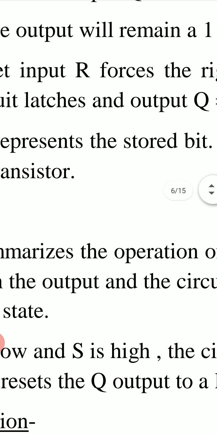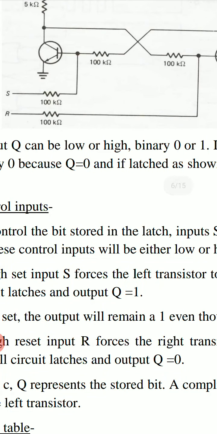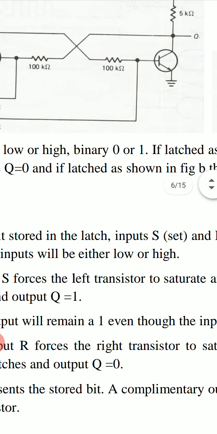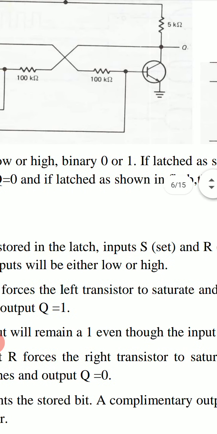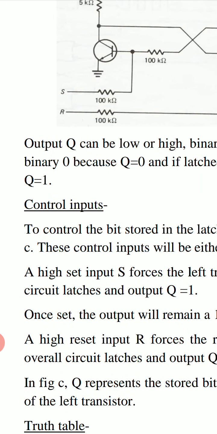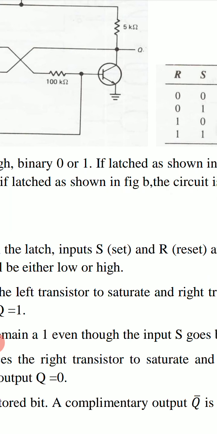A high reset input R. If we put this control input R, that is the reset input, equal to 1, meaning high voltage is given at R, then this forces the right transistor to be saturated, and then output Q will be low, that is 0. So if this R reset control is high, Q is 0, low, and the circuit resets. Reset means we get 0 output. Set means we get high output.